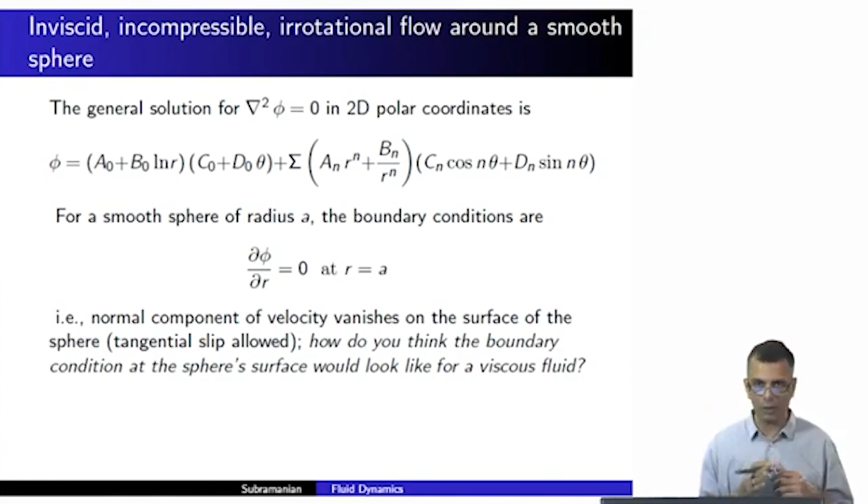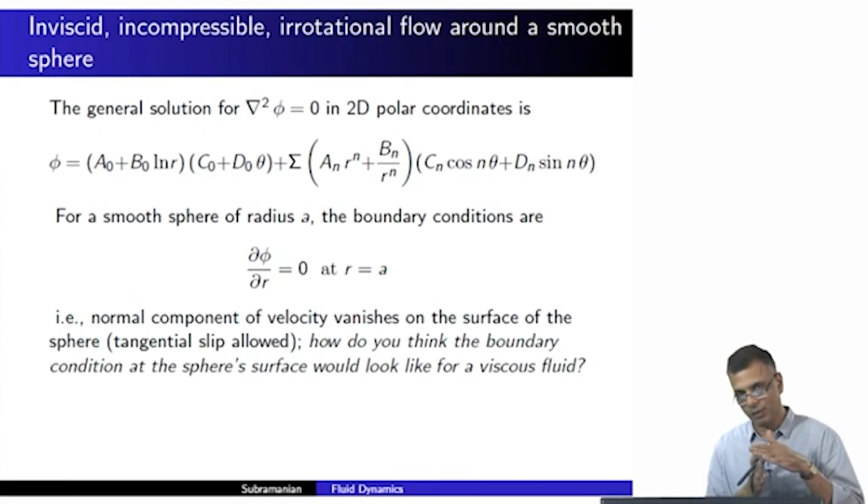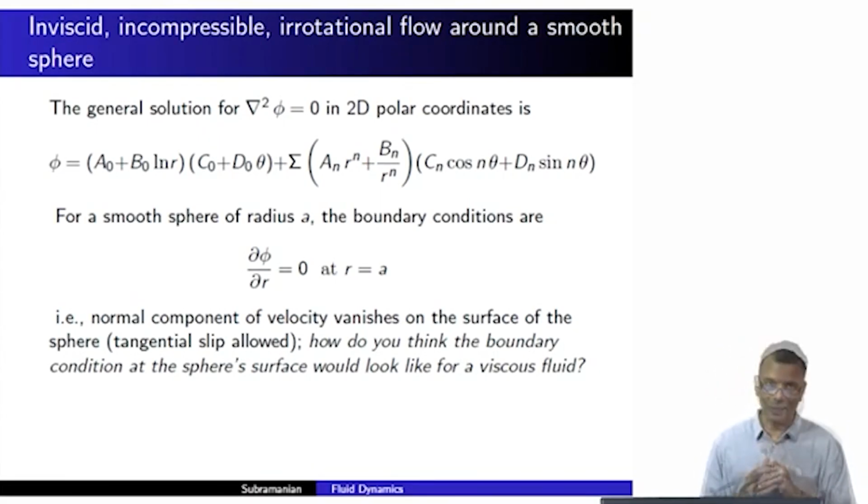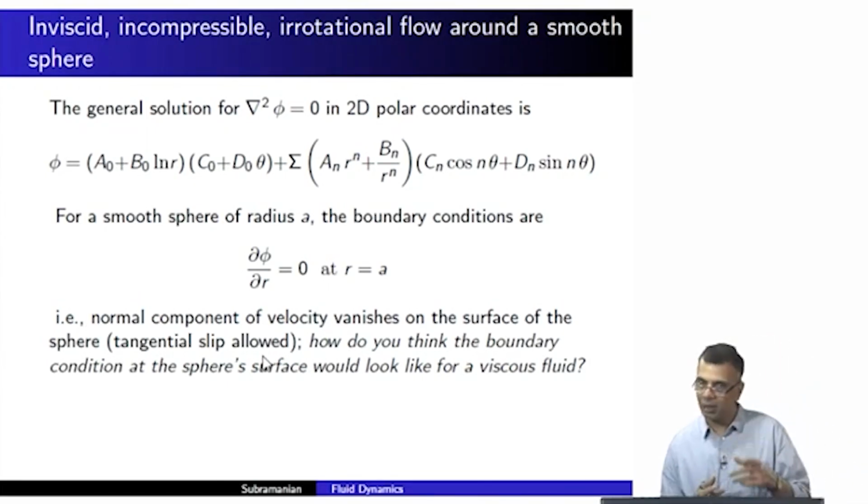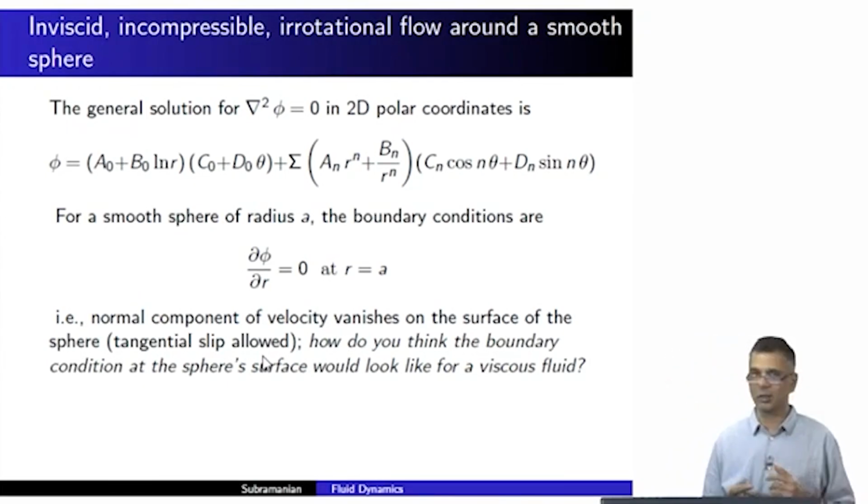That's how you think about the flow of honey past a solid sphere, as opposed to the flow of a less viscous fluid such as water past a smooth sphere, right? Water tends to slip more easily at the surface, whereas honey tends to stick. So tangential slip is allowed for an inviscid fluid, not allowed for a viscous fluid. Okay, so at any rate, we are now talking about inviscid fluids.